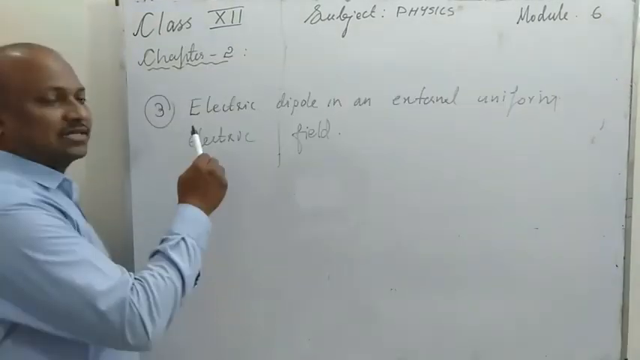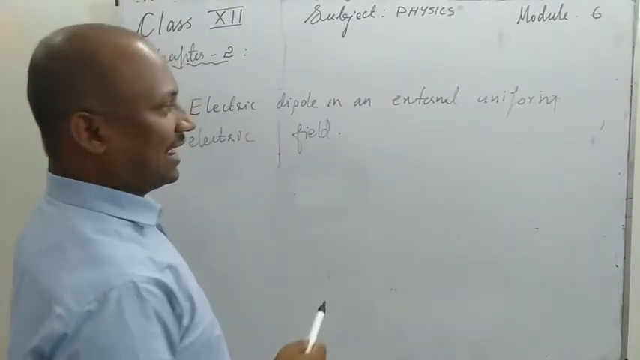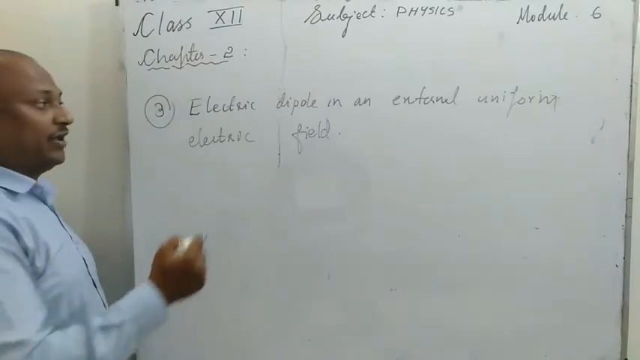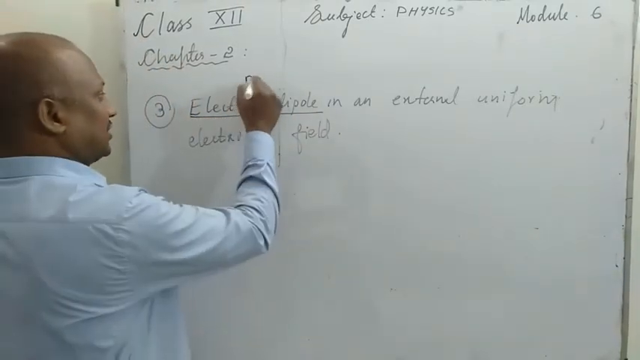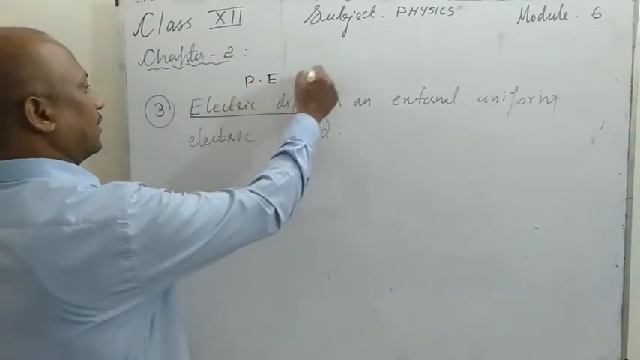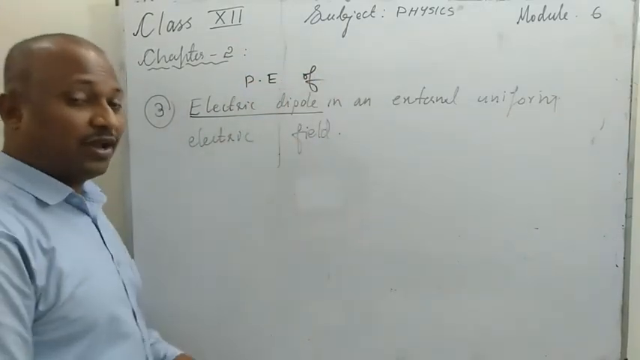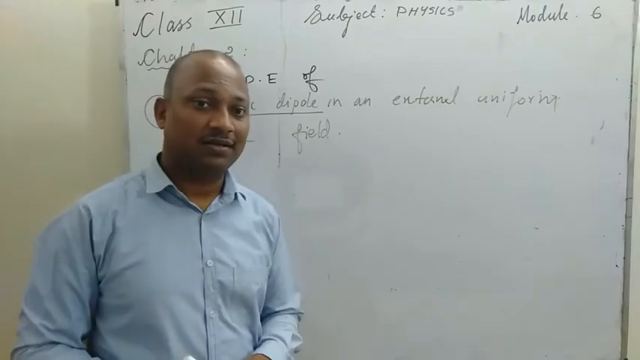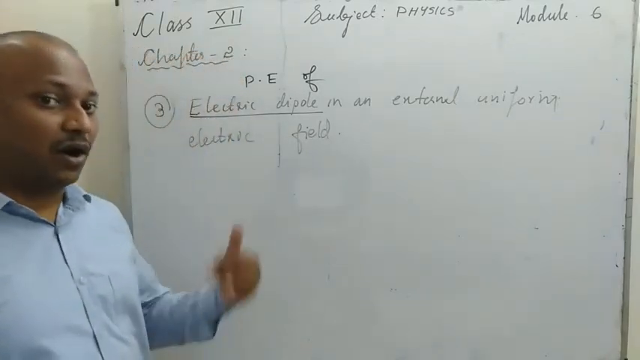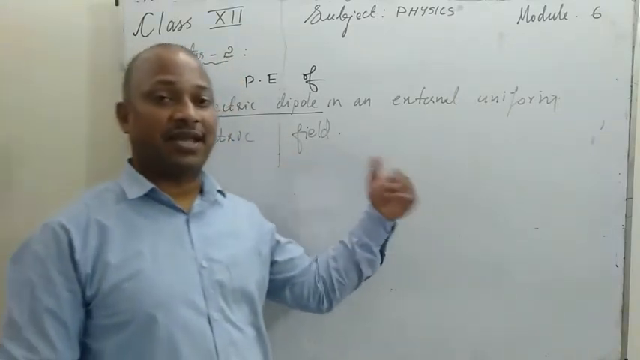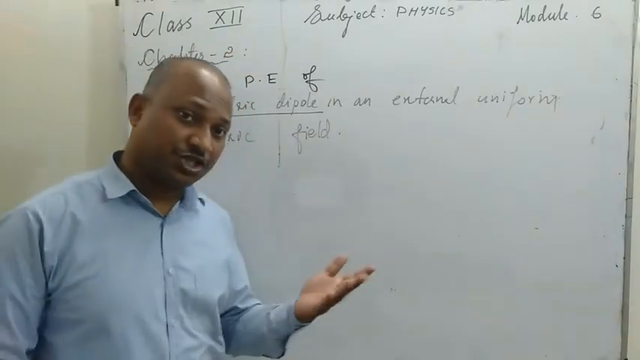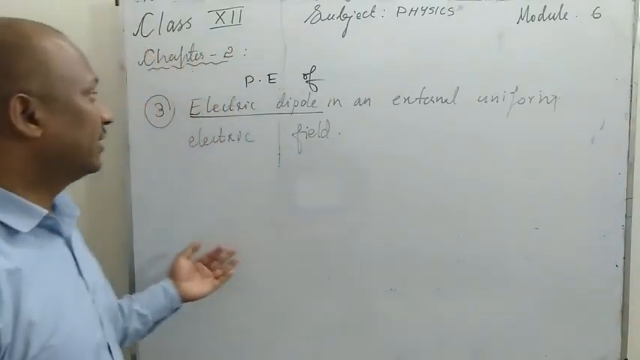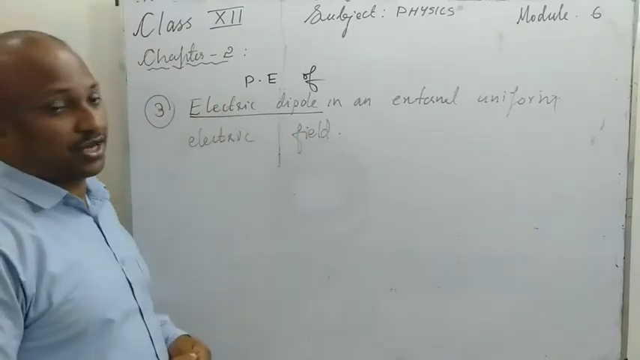So the third topic is electric dipole in an external uniform electric field, where we are finding the potential energy. Last time we learned about torque exerted on an electric dipole placed in an external uniform electric field. That was in the first chapter. In this chapter we are learning about the potential energy of such a system.